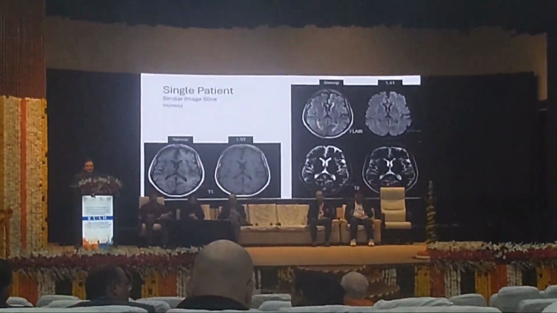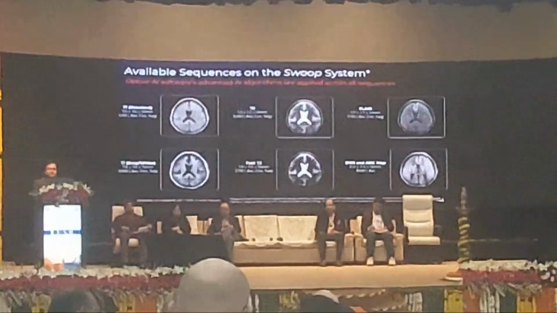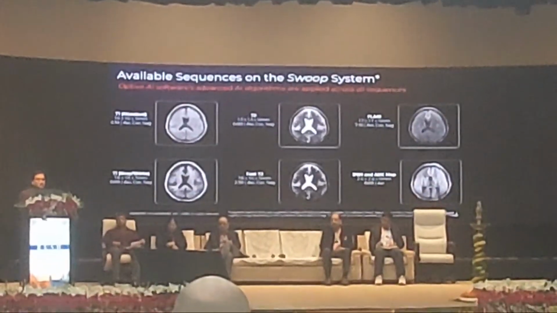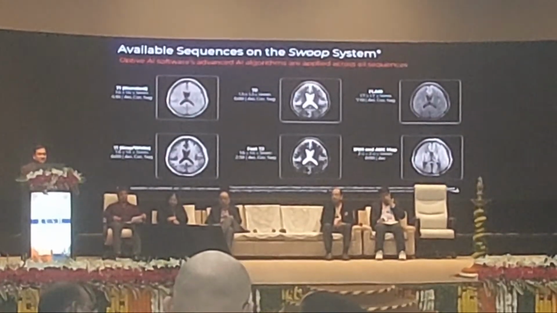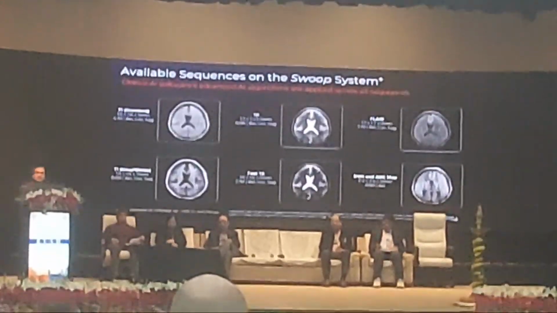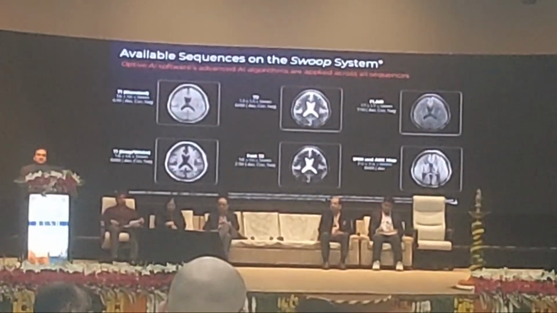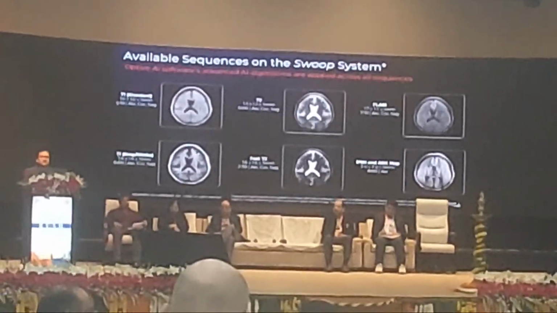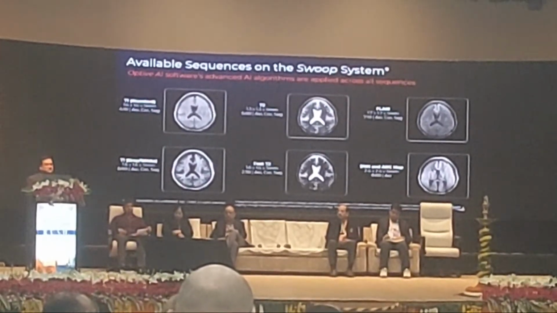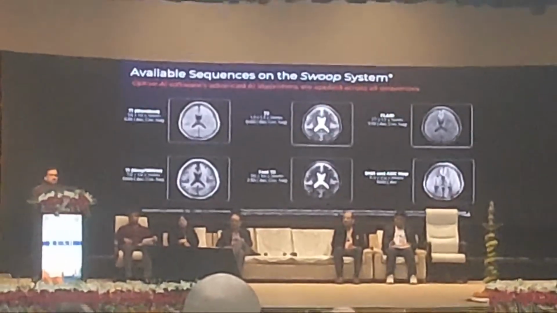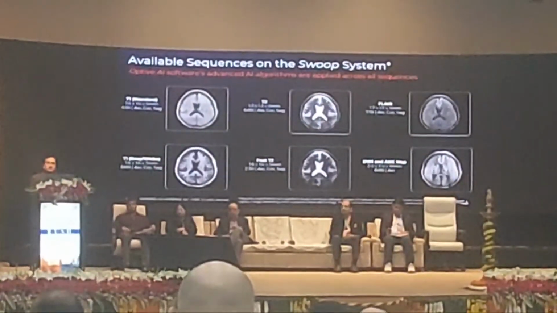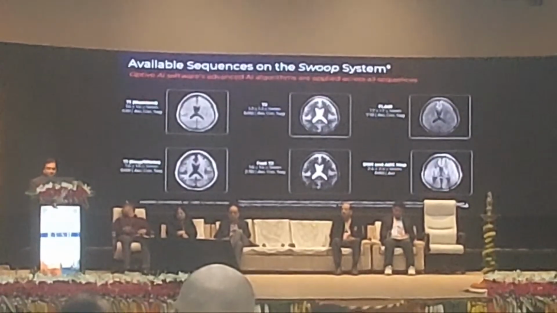And we have recently started doing images on the mobile MRI system. So these are the sequences that are currently available: apart from the SWI, the T1s, the T2s, the FLAIR, the diffusion and ADC, these four important sequences are available in the MR. And this is all made possible with the help of the improved AI-based algorithm.